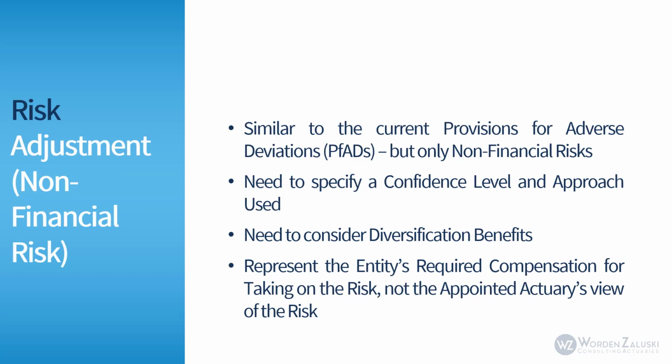Now let's look at the risk adjustment for non-financial risk. This is similar to the current provision for adverse deviations, but it only covers non-financial risks. And there are a couple other key differences. One, you need to specify a confidence level and the approach used. Two, you need to consider diversification benefits, and the biggest change is that the risk adjustment represents the entity's required compensation for taking on the risk. It's not the appointed actuary's view of the risk. This is a key divergence from IFRS 4.